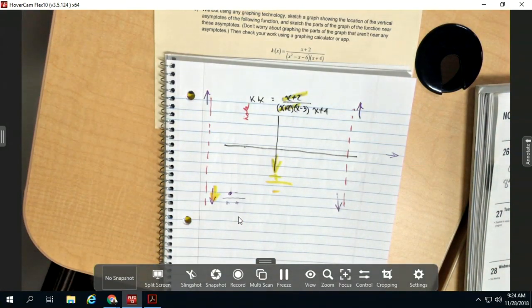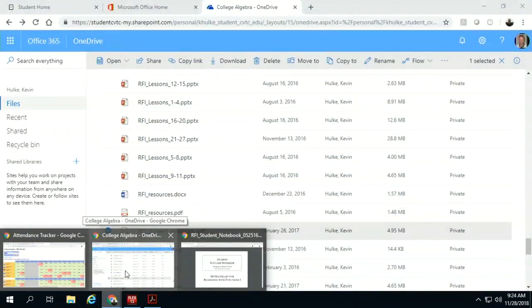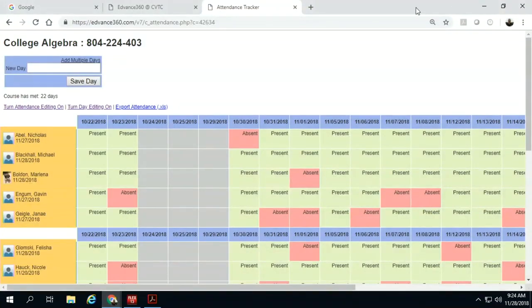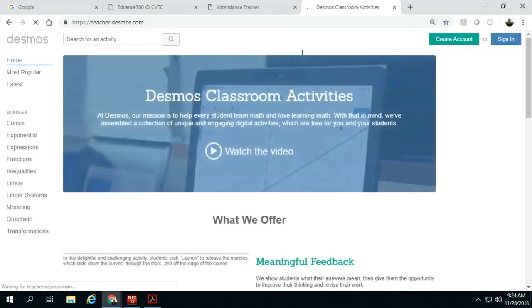Now, some people did graph it. I thought I saw somebody graphing it. And the thing is, are you going to be given a demerit for graphing it? No. So let's look at what it looks like.